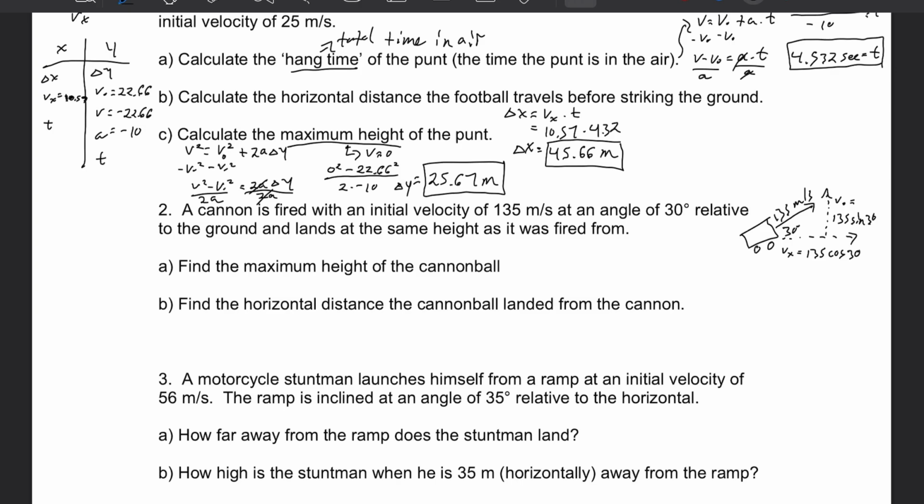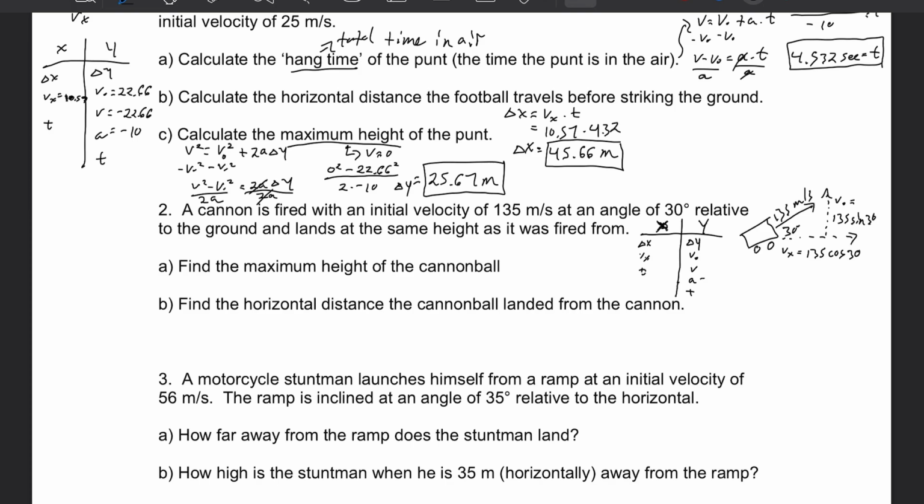Once we calculate those, we're going to put those values into the XY table, and then we never have to look at the angles again. We're only going to break them into their components, put those values into the table, and then everything is the way it has been. So I still make my XY table, delta x, Vx and time, and then on the right I would have delta y, V naught, V, acceleration and time.